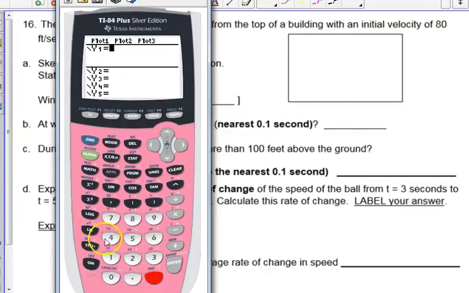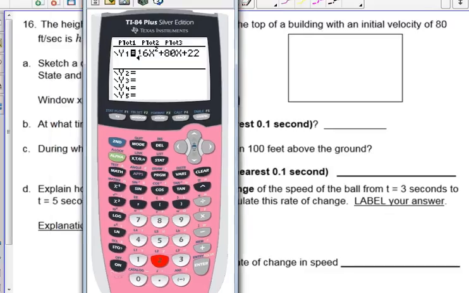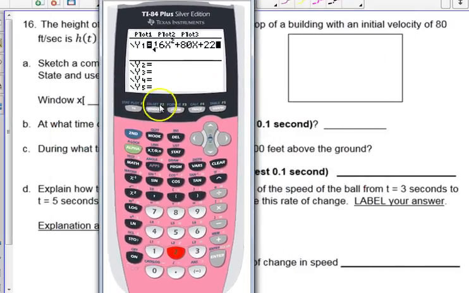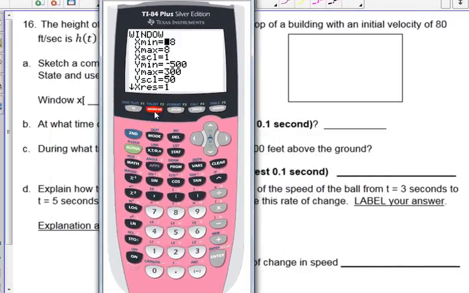You're going to put in negative 16x squared plus 80x. I think it's plus 22. Double check here. Yep. Then you need to find an appropriate window for this situation, it says.